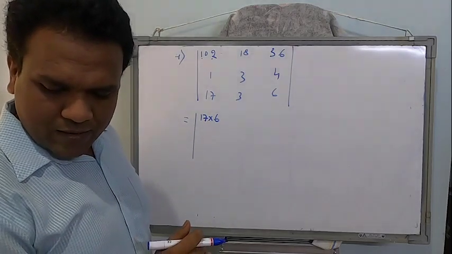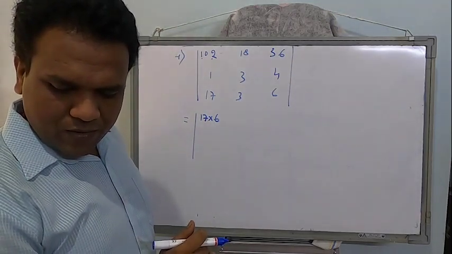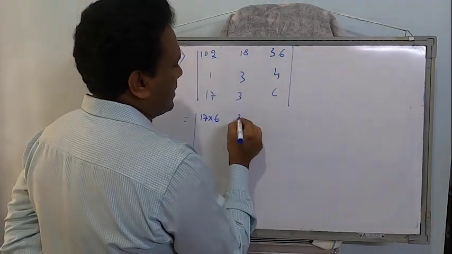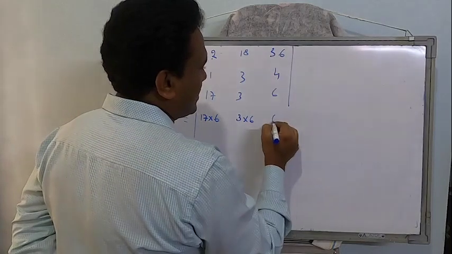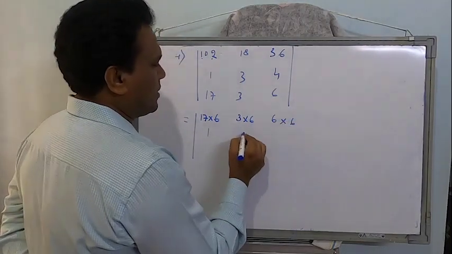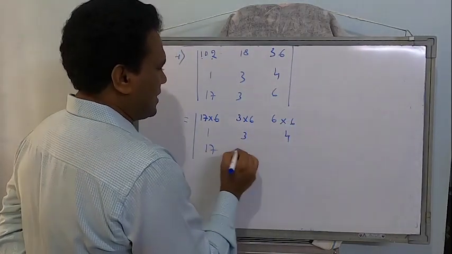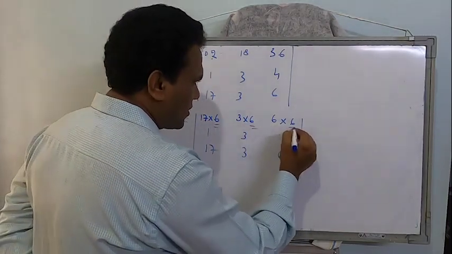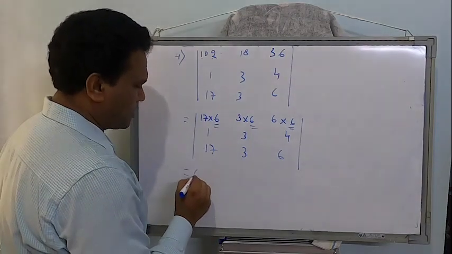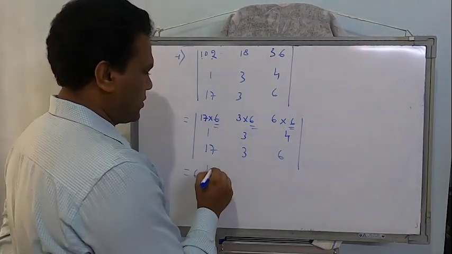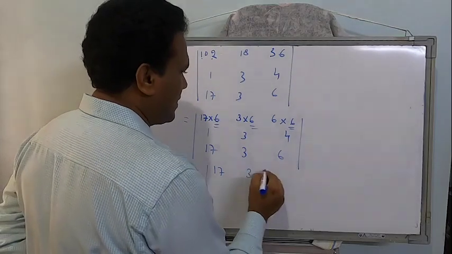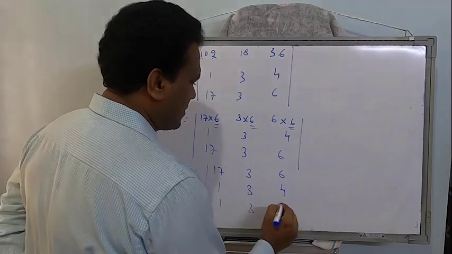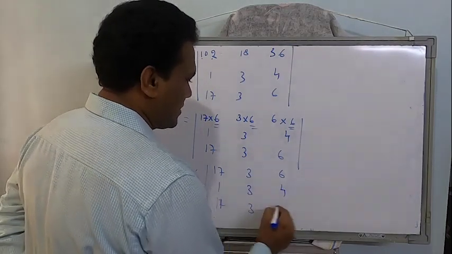102 can be written as 17 multiplied by 6. Correct now? Okay, so the next is 18. That's also going to be 3 multiplied by 6. 36, 6 multiplied by 6. 1, 3, 4, 17, 3, 6. Correct? Now what is common from the first row? 6. Keep it outside the determinant by using property number 4. So 17, 3, 6. 1, 3, 4. 1, 3, 17, 3, 6.